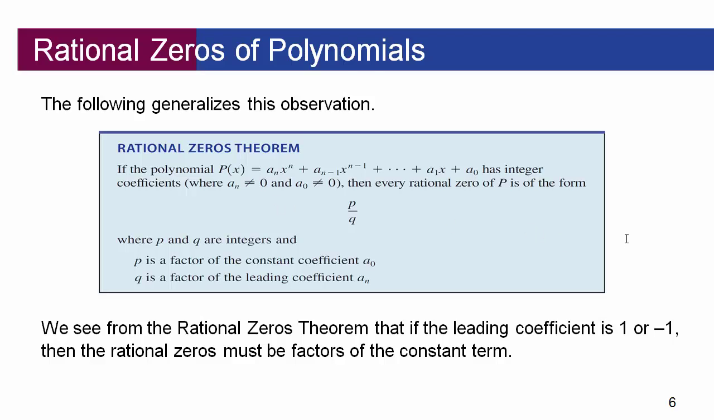Well, then it's easy to prove, and it's easy to see that if we let p and q be whole numbers, right, integers, then every rational zero, every normal kind of number that makes our polynomial zero, is always going to be of the form p over q, where p is a factor of the constant term, that last number, and q is a factor of the leading coefficient. So you can see when the leading coefficient is 1, the only factor of 1 is 1, q becomes 1, and we get that all the zeros have to be factors of the constant term, which is what we just saw before.